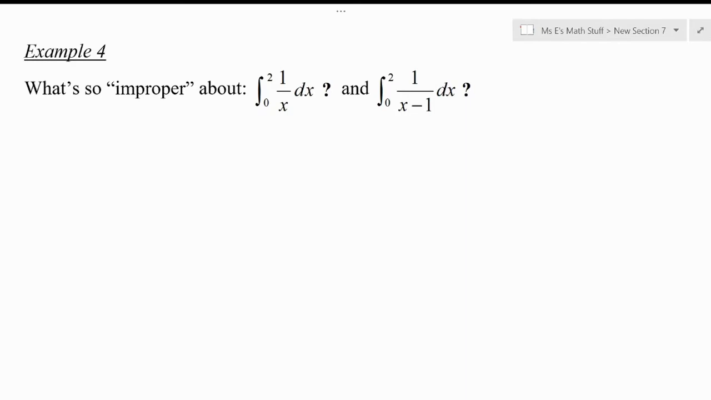All right, my friends, let's start by looking at the integral from 0 to 2 of 1 over x dx here. I personally think it's most empowering to visualize these graphically. So I'm just going to graph y equals 1 over x, or at least the part of y equals 1 over x that kind of matters for this particular problem.